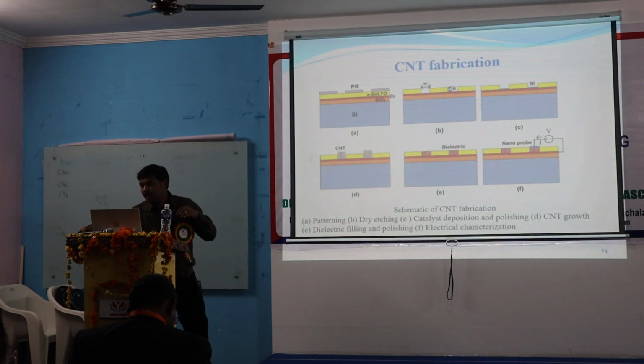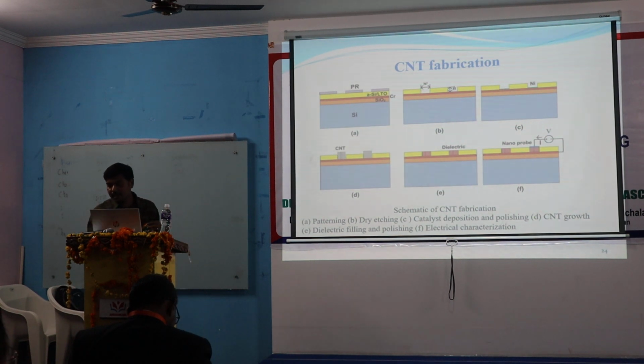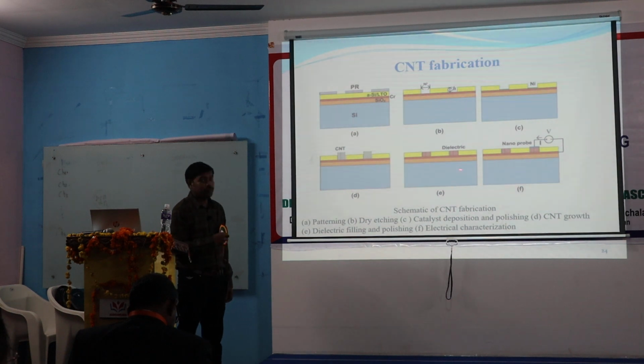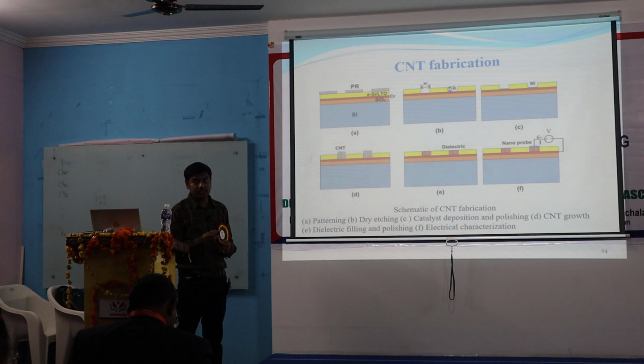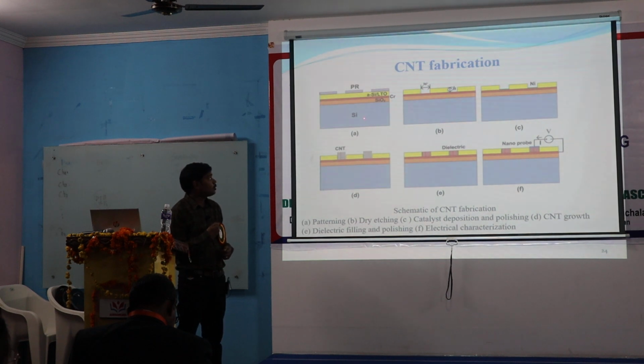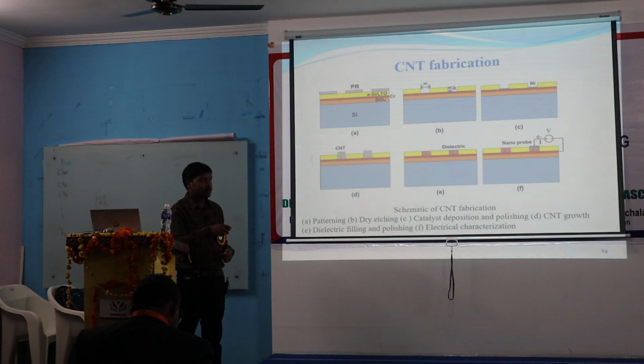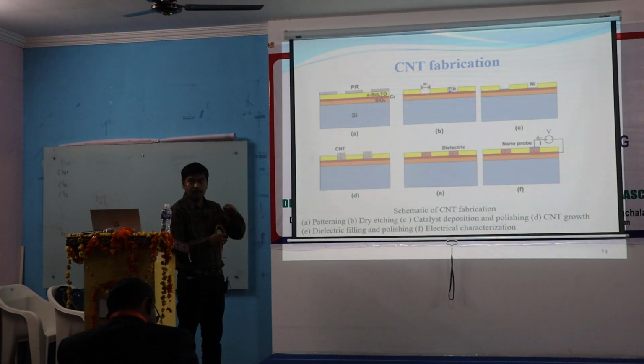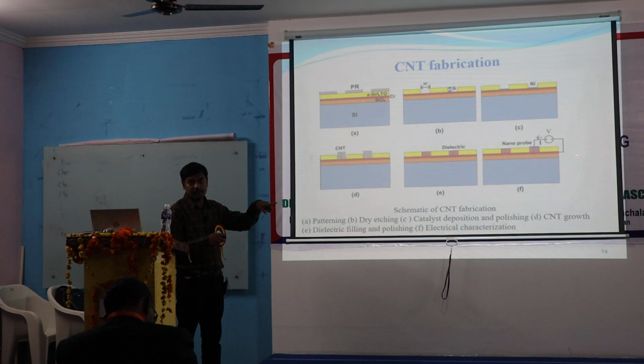So we will see the fabrication procedure of CNT. This is the way that we fabricate the CNTs in our labs. We take a silicon substrate, coat it with a silicon dioxide layer, etch it, and put some nickel drops there. Then the CNTs will grow like this. After that we polish it and measure the properties. So this is what we generally do.